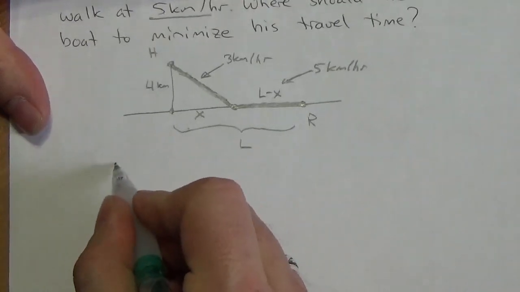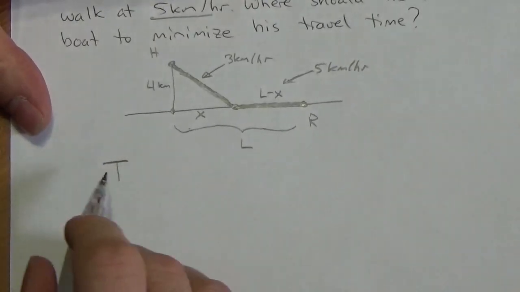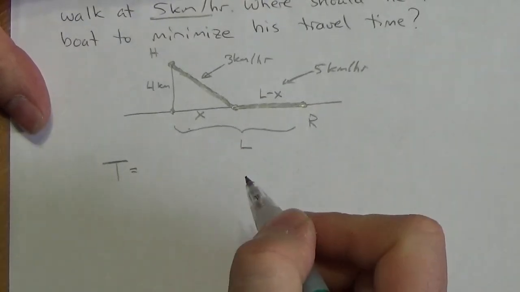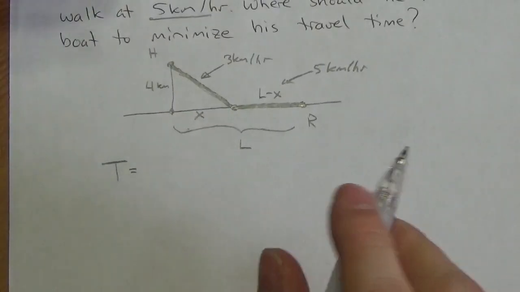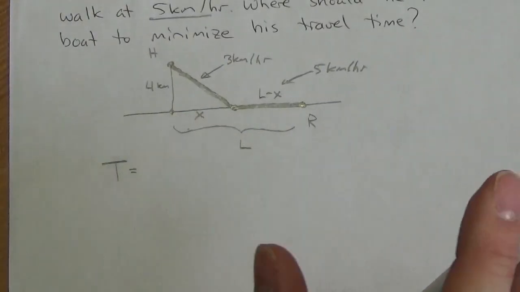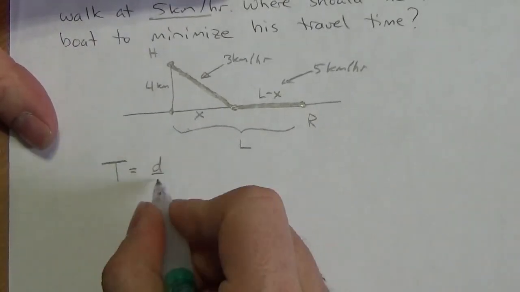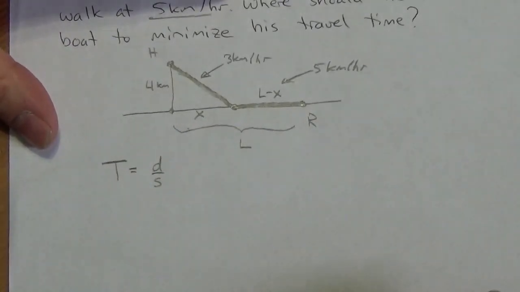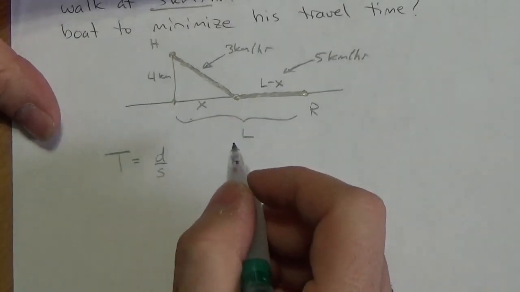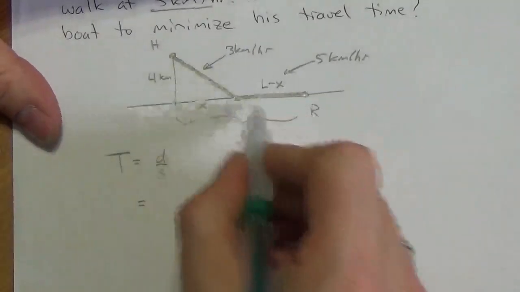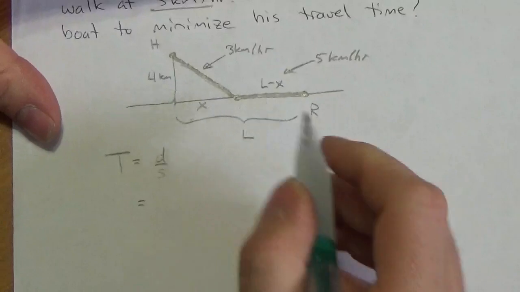So here's how we determine this. The time that he takes, and this is what we want to minimize, okay, is going to be, now I want you to think about this, time is distance over speed, okay? Now, this part right here, well, that's easy. That's easy right here.